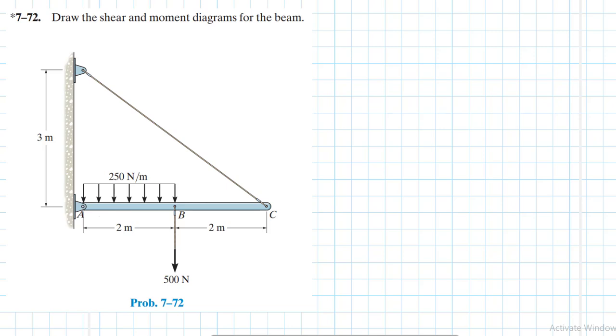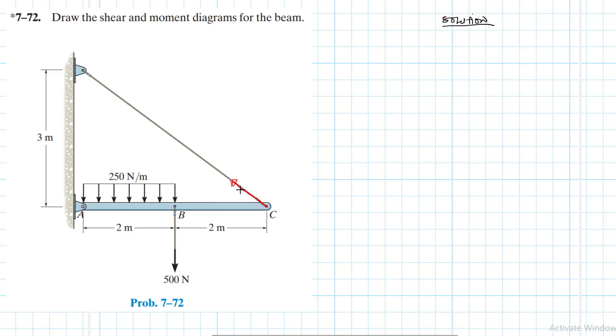The problem reads: draw the shear and moment diagrams for the beam. This problem is coming from the Engineering Mechanics Statics textbook, 13th edition, by R.C. Hibbeler. Right, so let's draw a free body diagram.